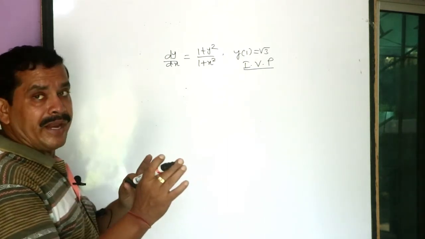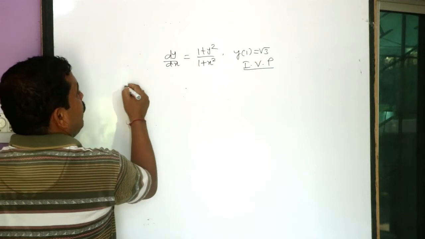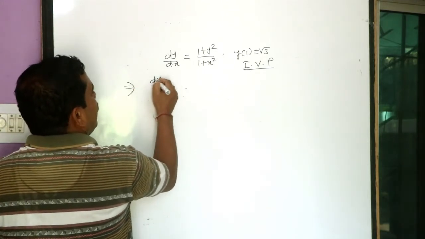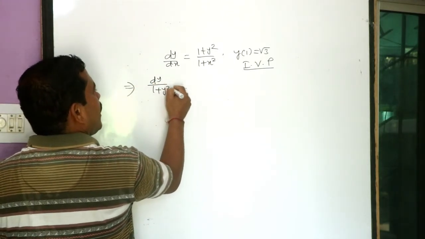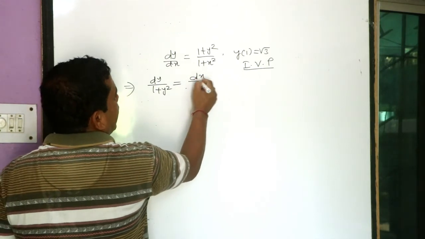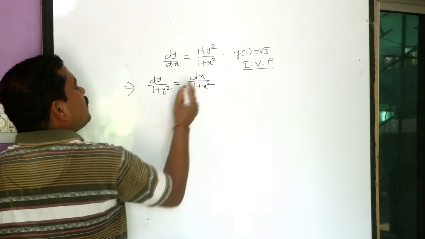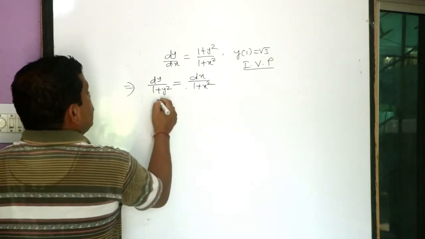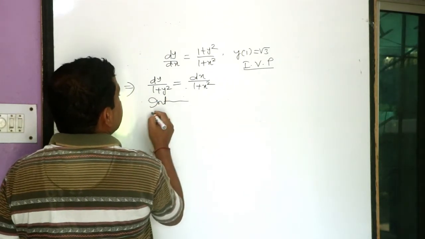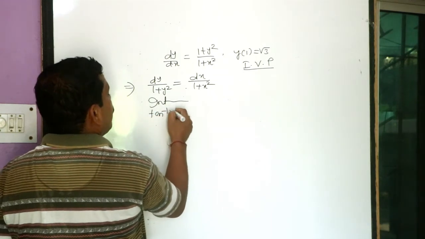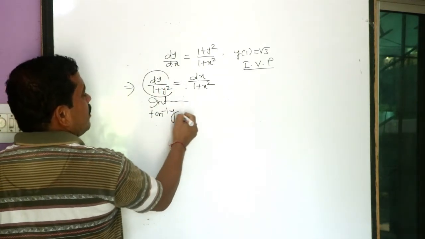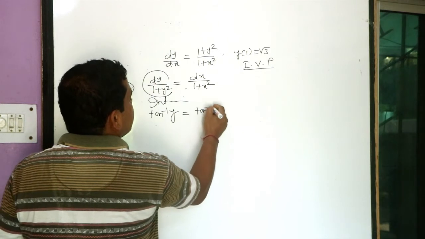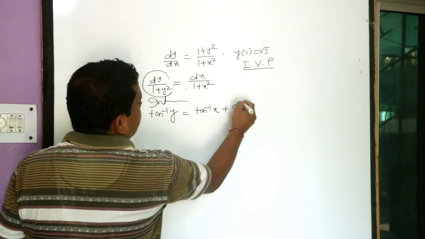First we have to separate the variables. That will be dy/(1 + y²) = dx/(1 + x²). Then we have to integrate both sides. The integral of the left side is tan⁻¹y, and the right side is tan⁻¹x + c.